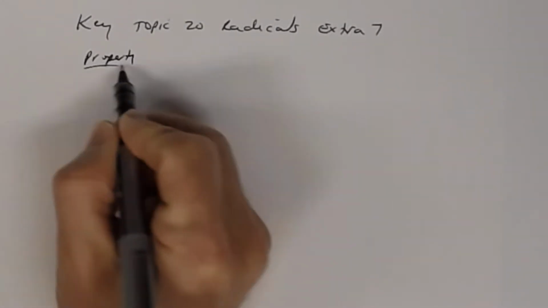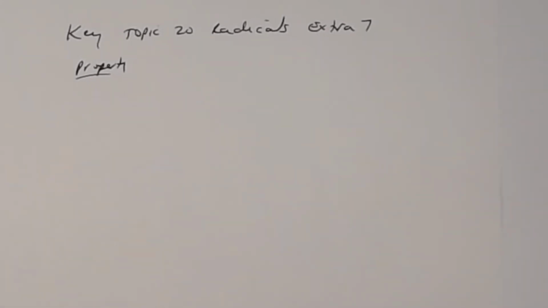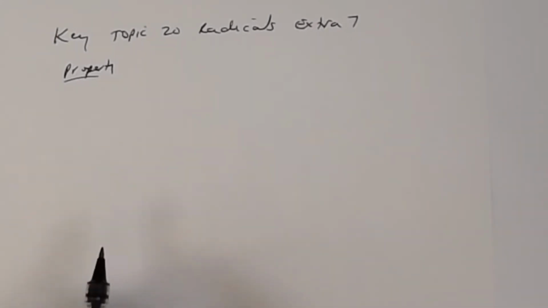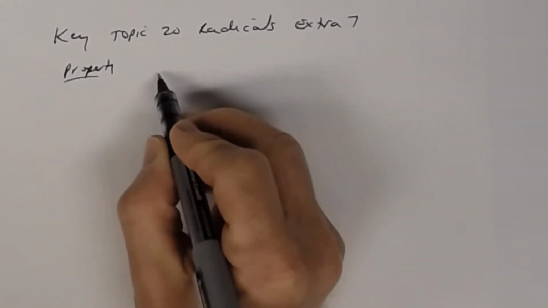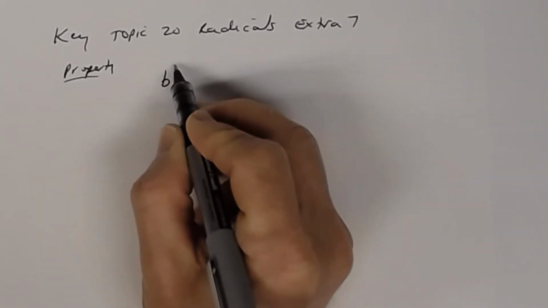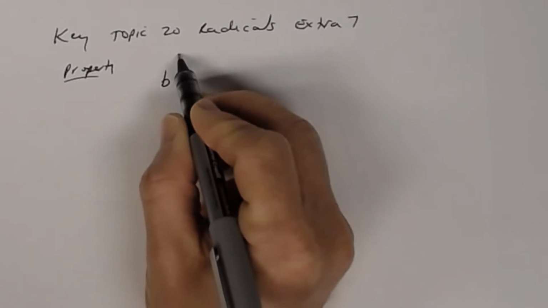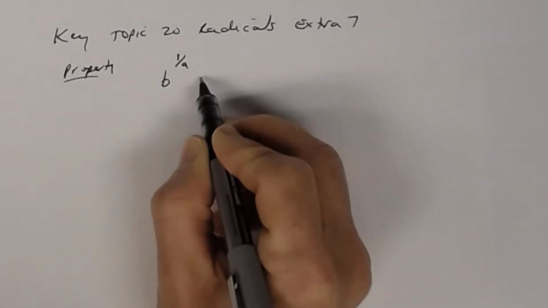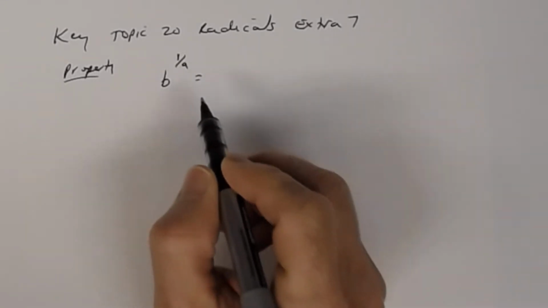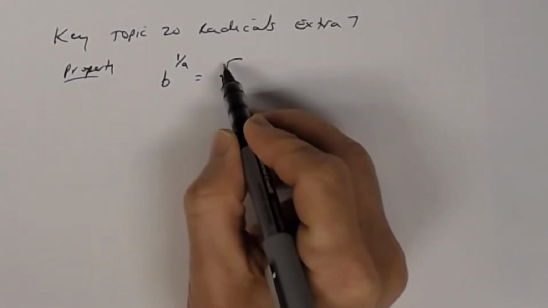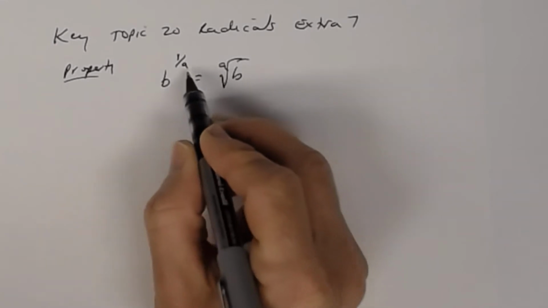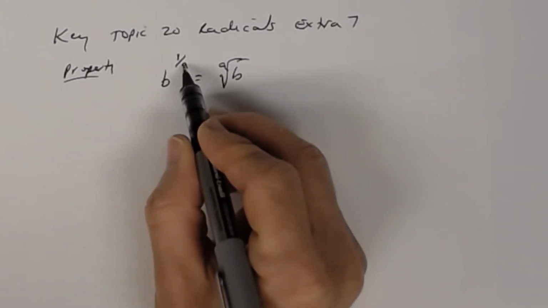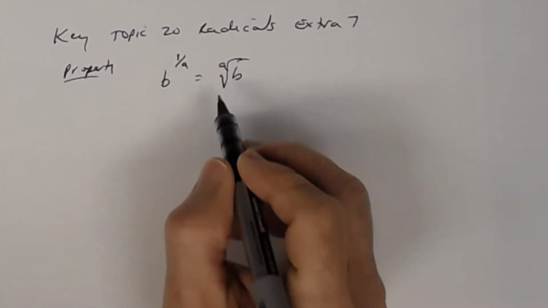So remember, there were a couple of properties that you learned dealing with rational exponents. One of the properties you learned was this: if you have b to the 1 divided by a, see how you have that 1 in the numerator, then that's just the a root of b. So the base becomes your radicand, and the denominator of your rational exponent is your index.